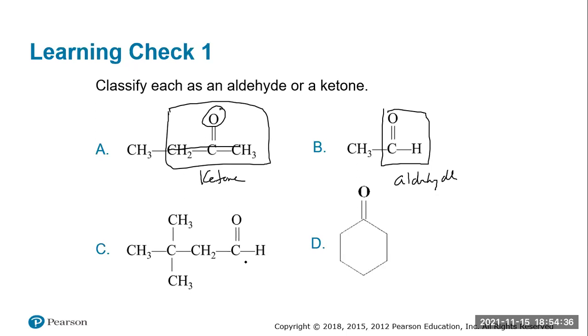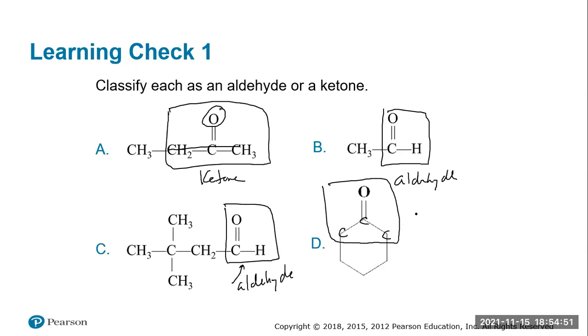Over here again, this is our aldehyde. And lastly here, carbon, carbon, carbon. That is a 3-carbon run with a double bond in the middle. So this part of this molecule here is our ketone. Any questions on that there?